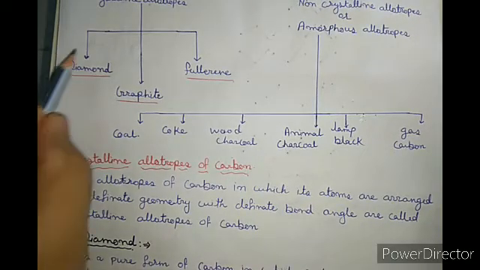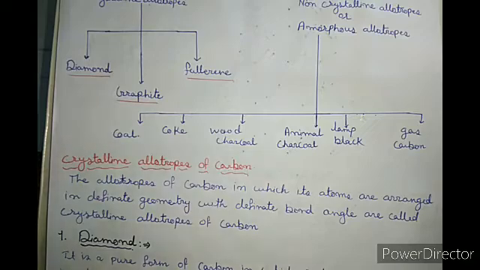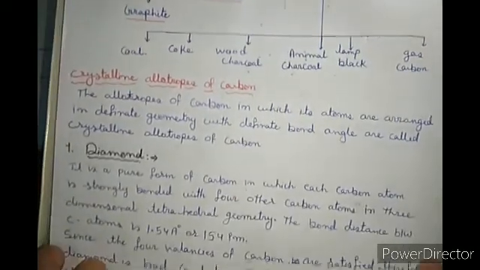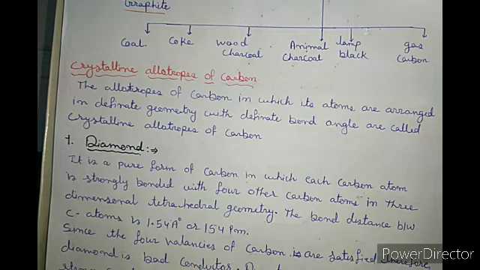Out of these, graphite, fullerene and diamond, these three allotropes, are in our syllabus. That means the crystalline allotropes are in our syllabus. Got it? Now, let's start to discuss them. As I already told you the definition of crystalline forms, I repeat it here.